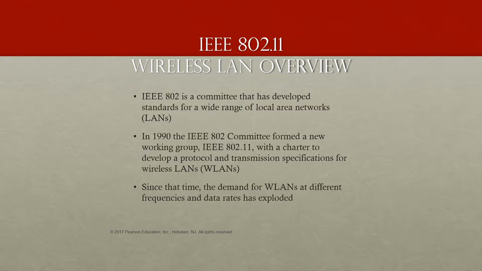IEEE 802.11 Wireless LAN Overview. IEEE 802 is a committee that has developed standards for a wide range of local area networks, LANs. In 1990, the IEEE 802 committee formed a new working group, IEEE 802.11, with a charter to develop protocols and transmission specifications for wireless LANs, WLANs. Since that time, the demand for WLANs at different frequencies and data rates has exploded. Keeping pace with this demand, the IEEE 802.11 Working Group has issued an ever-expanding list of standards.